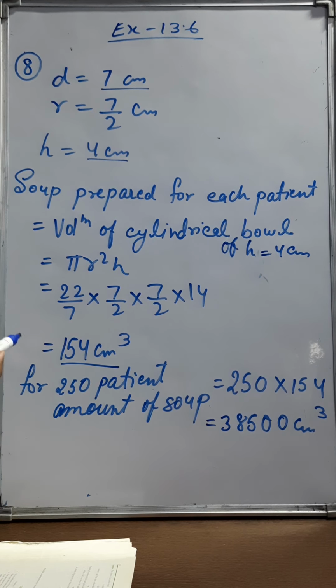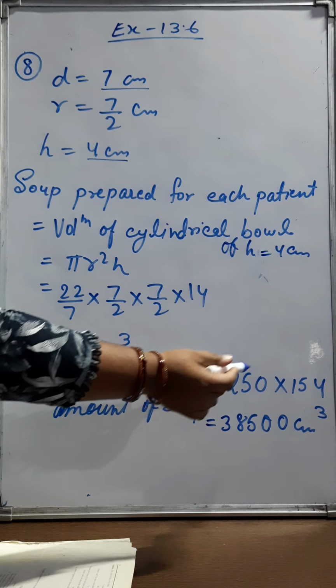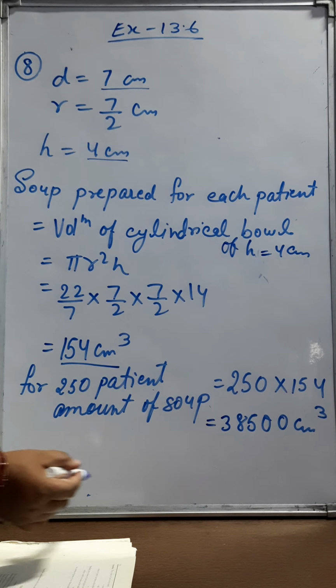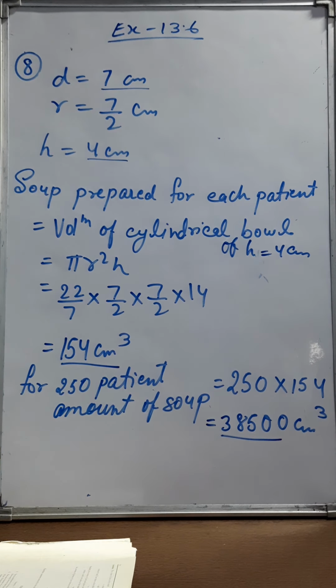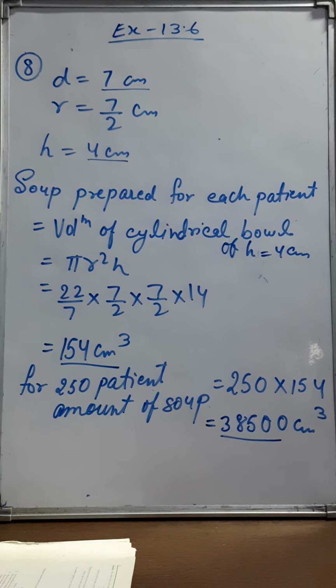So for 250 patients, how much soup will be prepared? 250 multiplied by 154, which is giving you 38,500 centimeter cube. Soup will be prepared for 250 patients.